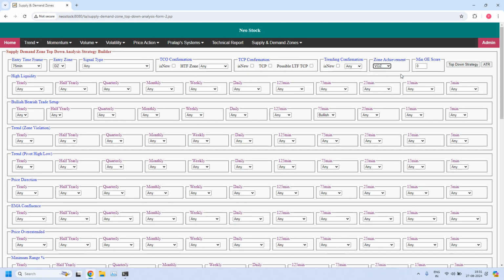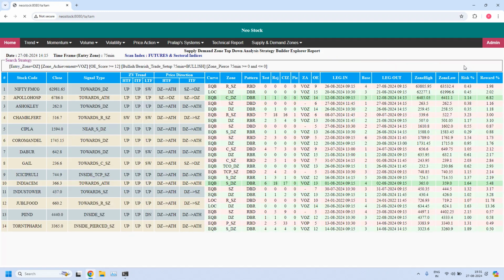Zone achievement is violated opposing zone. Minimum odd enhanced score is 12. All the 3 filters are applied to the 75 minutes demand zone. Now let us filter the stocks. 14 stocks are filtered. That means these 14 stocks are currently supporting bullish trade setup for weekly income trade. That is entry time frame 75 minutes.